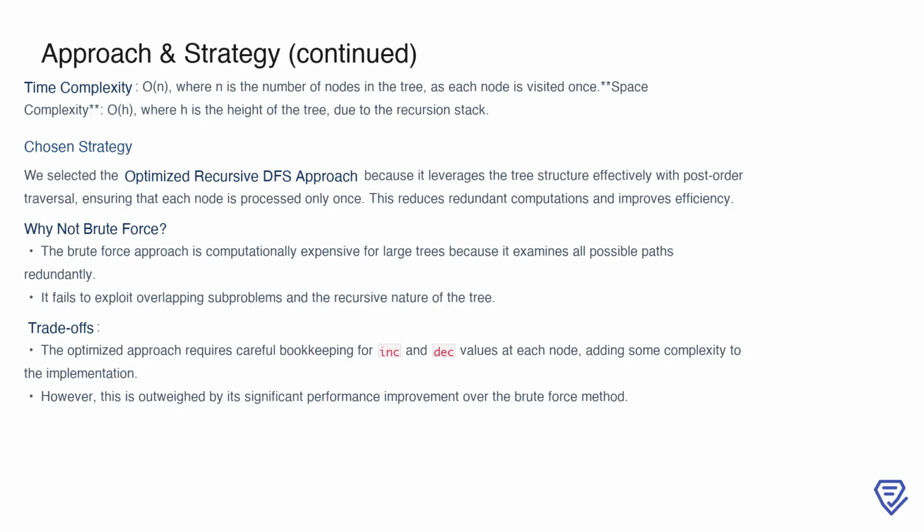After evaluating different methods, the optimized recursive DFS approach stands out as the clear choice because it effectively leverages the structure of the tree. By processing nodes in postorder, it avoids redundant computations and ensures that all results are computed efficiently. In contrast, the brute force method is far less efficient, as it redundantly examines all possible paths without taking advantage of the tree's natural recursive structure. While the optimized method does require careful bookkeeping of the inc and dec values at each node, this added complexity is well worth the significant performance gains it provides.